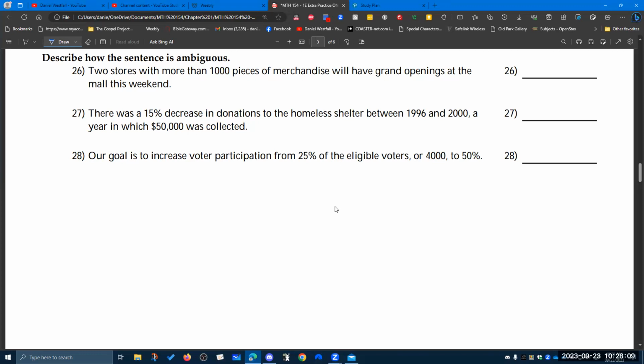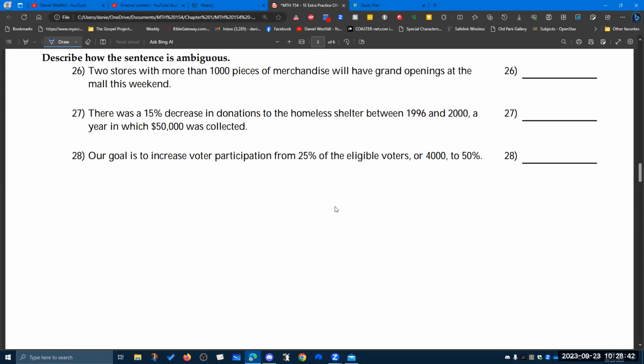Two stores with more than 1,000 pieces of merchandise will have grand openings at the mall this weekend. This is ambiguous because it's not clear whether we're talking about the two stores combined having 1,000 pieces of merchandise, or whether each of the two stores has 1,000 pieces of merchandise or more, meaning there would be more than 2,000 pieces of merchandise total. So the total amount of merchandise available is ambiguous there.